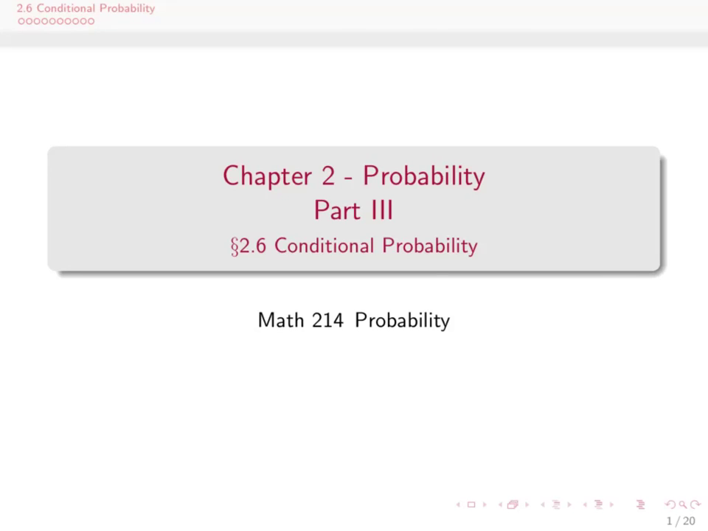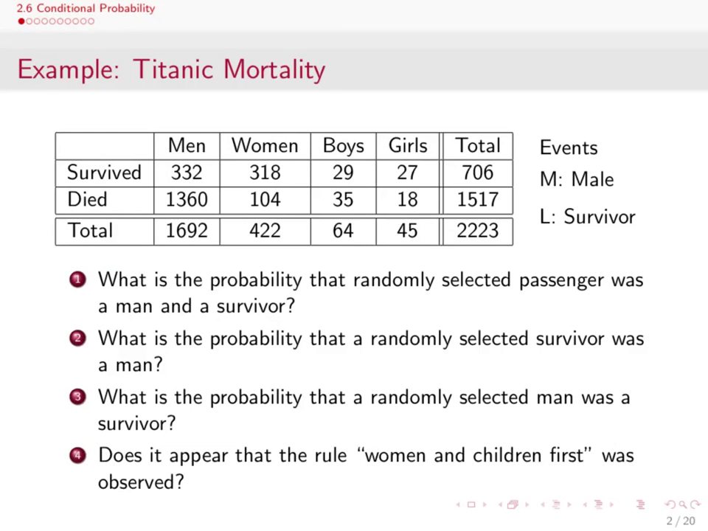Welcome back. This is going to be part 3 of our discussion of Chapter 2 on probability. This will cover Section 2.6, Conditional Probability. So we'll start with an example. Let's consider mortality on the Titanic.